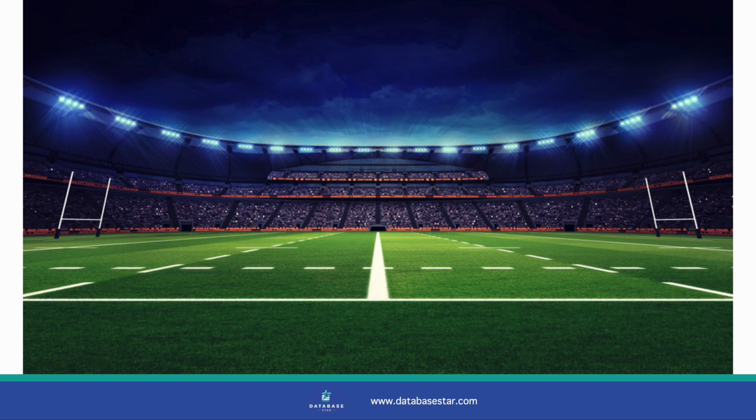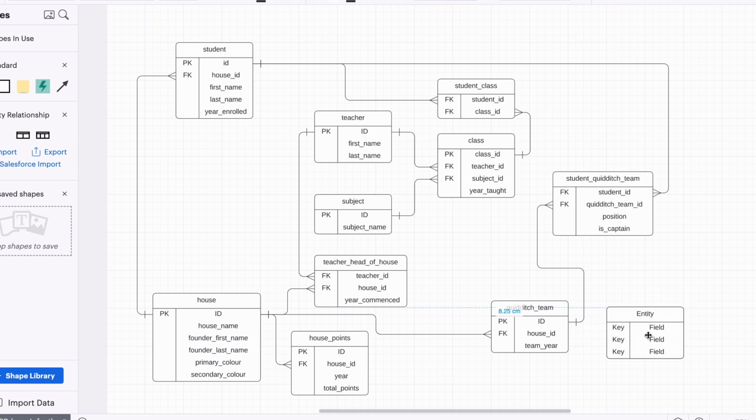What about the Quidditch matches that are played? This is a common requirement for sports databases. We have a concept of a match, which is where two teams play each other and have a score at the end of the match. Let's create a table for this.